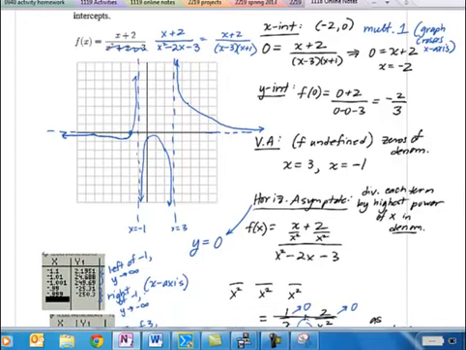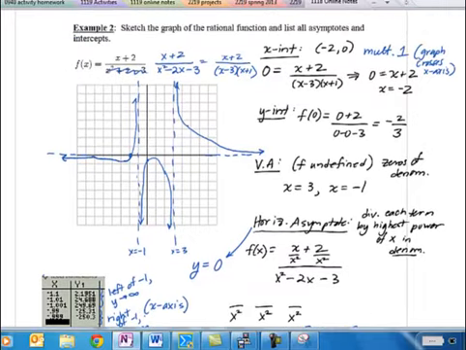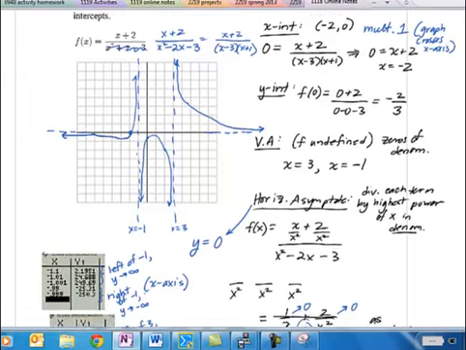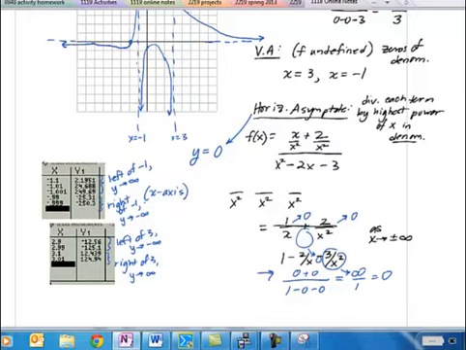All right, so that's everything we need to know about that graph. Let's do one more example and then look at some more general approaches to this horizontal asymptote problem.